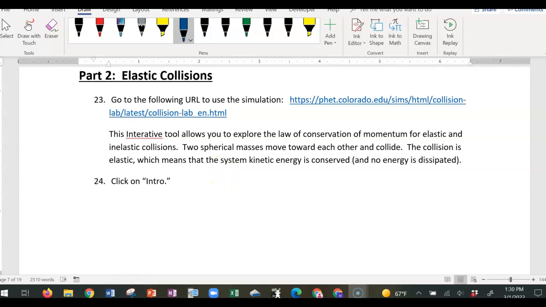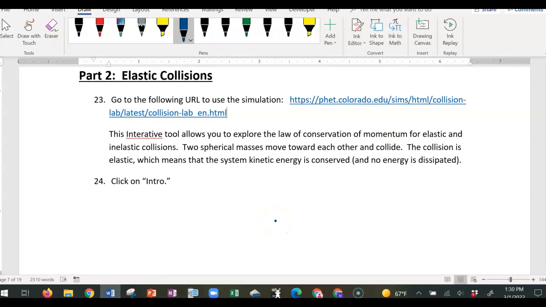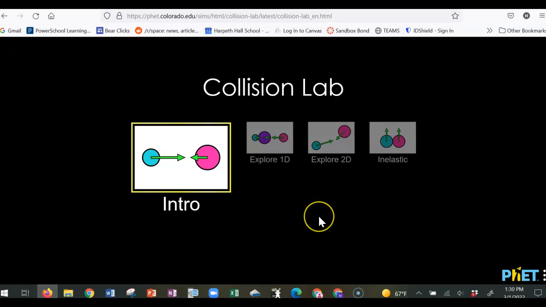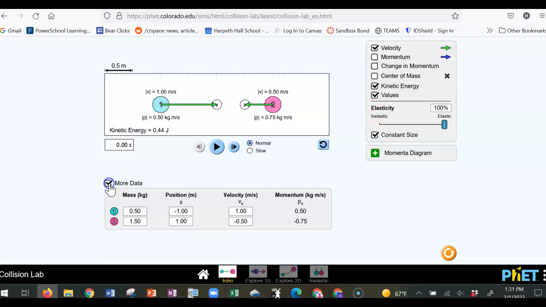This webcast continues the discussion of the lab on conservation of momentum, and now we are beginning part 2, in which we're going to look at some elastic collisions. This part of the lab uses a University of Colorado simulation, which can be found at the link in step 23. If you click on that, it will take you to the collision lab, and you want to click on Intro. Okay, we want to put checkboxes under velocity, kinetic energy, values, constant size, and more data.